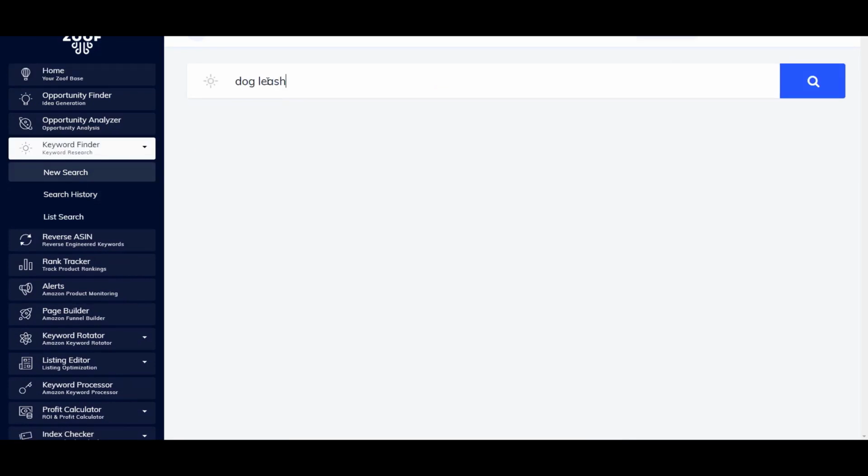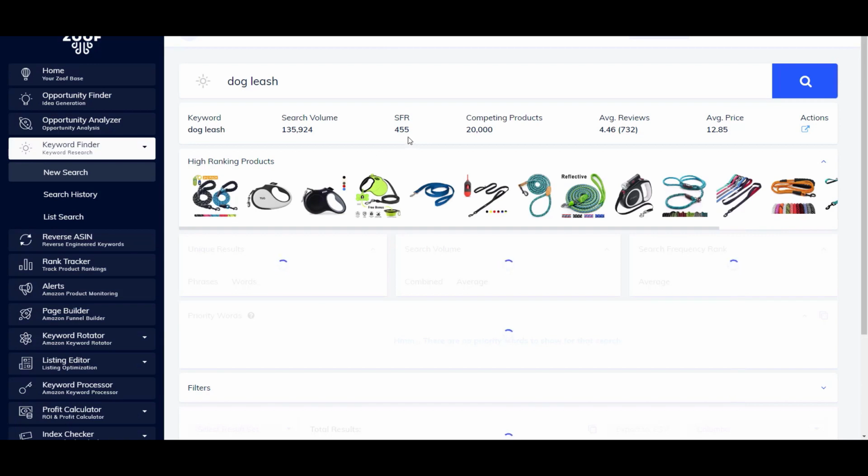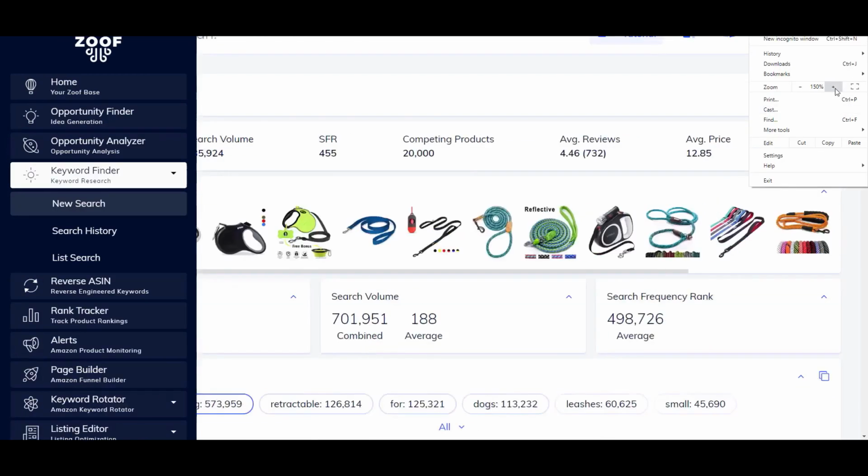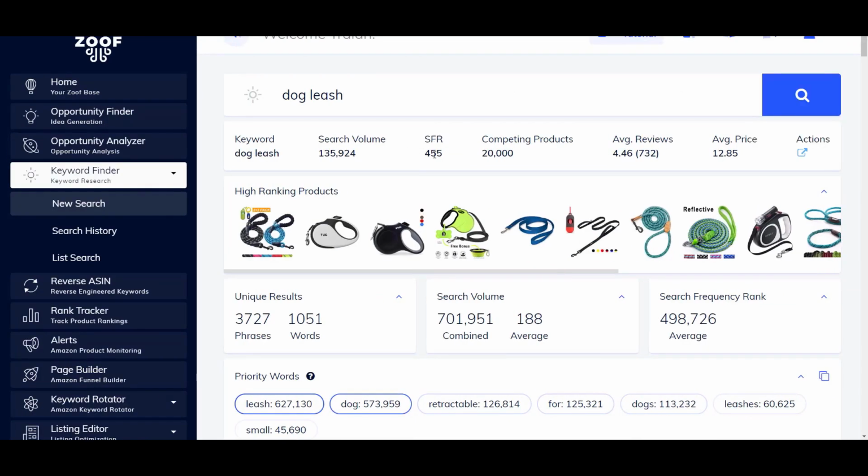Let's look at dog leash. And you can immediately see SFR, and an SFR of 455. My goal here is to define what SFR means. SFR is search frequency rank. If a keyword has an SFR of 1, that is the top searched keyword on Amazon, and that's probably something like earbuds or earphones. 455 means there are 454 other keywords that get more searches every month.